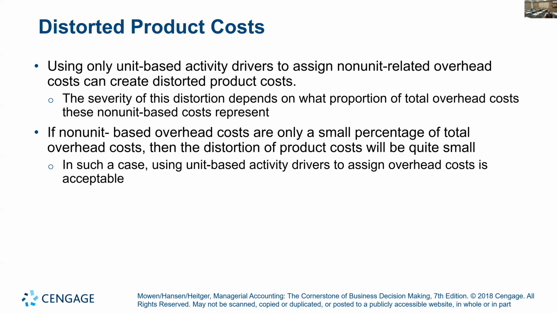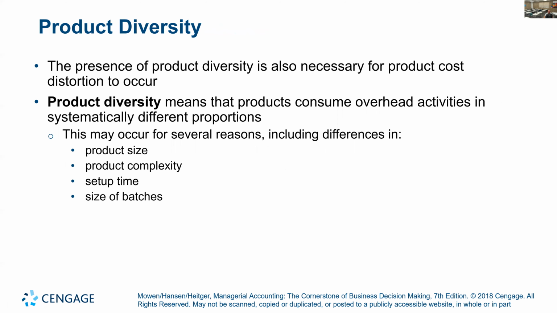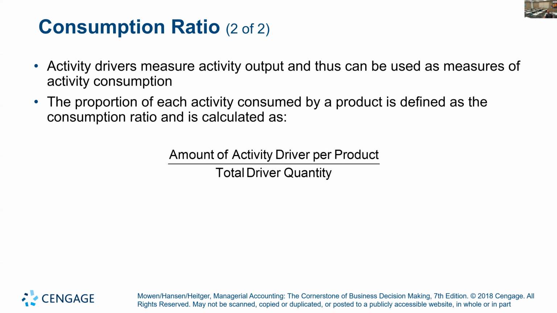Without ABC, you're going to get some distorted product costs. Okay, product diversity is what really leads to this. The more diverse products you produce, the more need you'll have to use ABC costing. The consumption ratio kind of explains this.